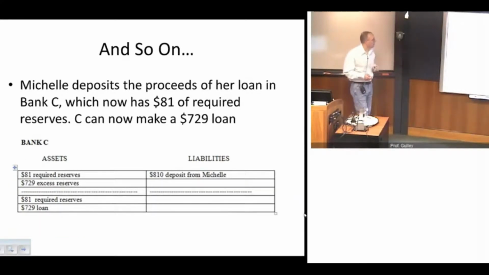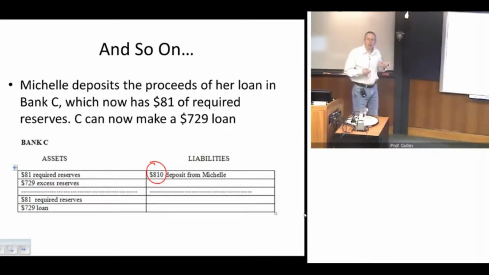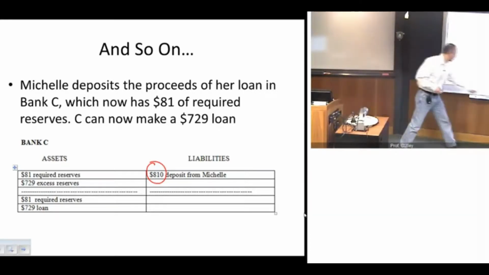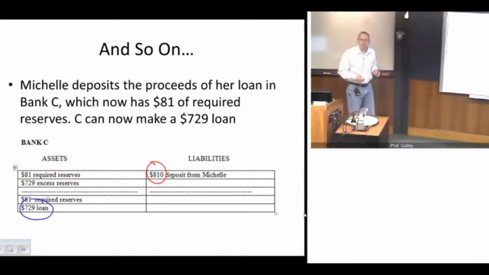Now we get to Bank C. Bank C gets the $810 deposit. They now have $81 in required reserves and $729 in excess reserves. They can then turn around and make a $729 loan. Notice this process simply repeats itself, but on a smaller scale each and every time. We could carry on here with Bank D, E, F, and so on and so forth. But it's all the same process from bank to bank to bank. And that's the crucial thing to understand here.